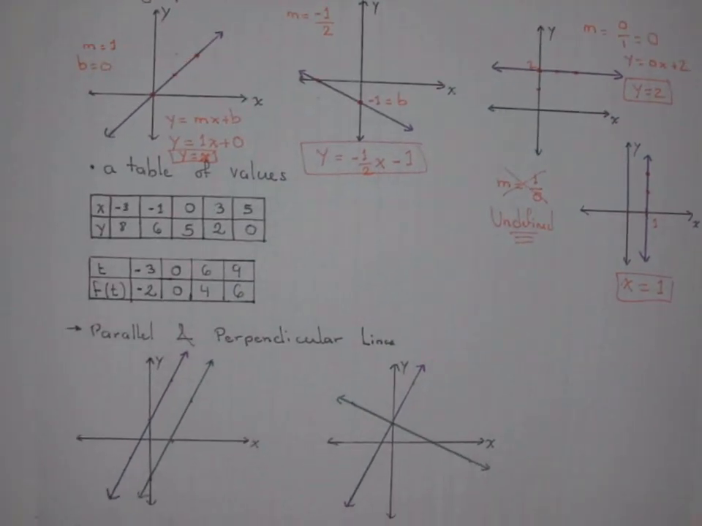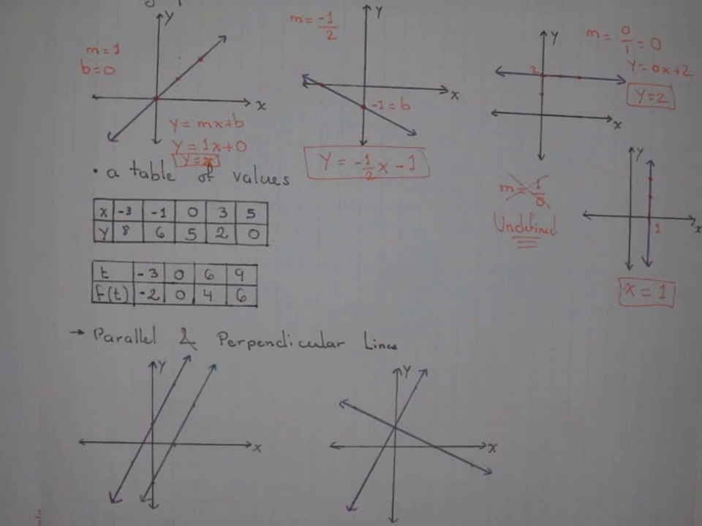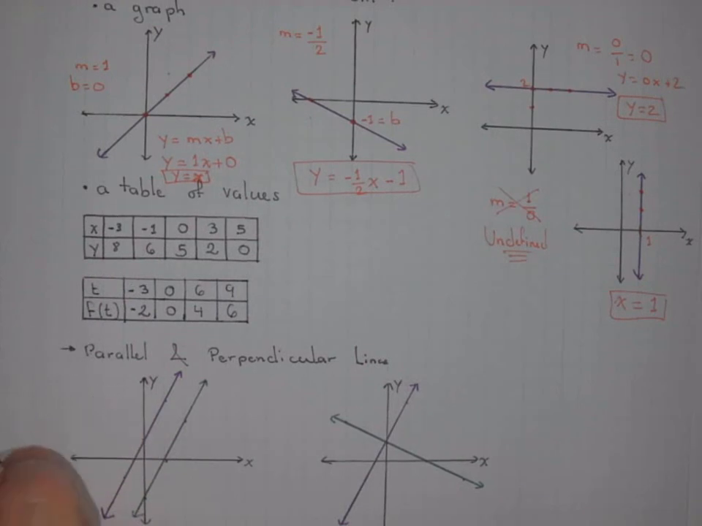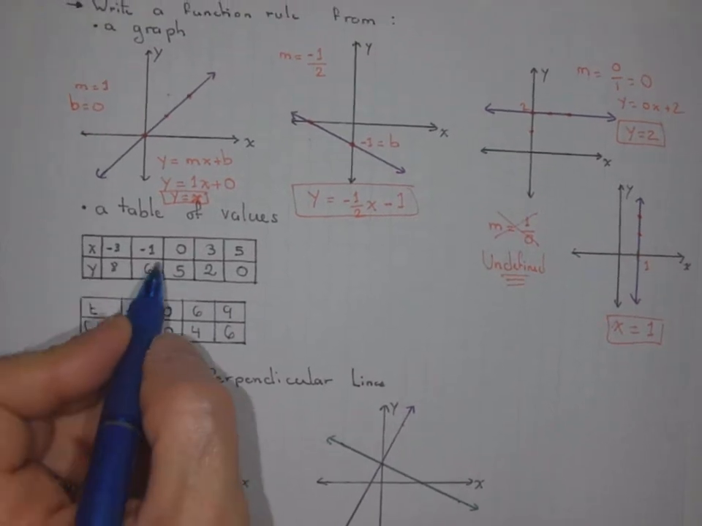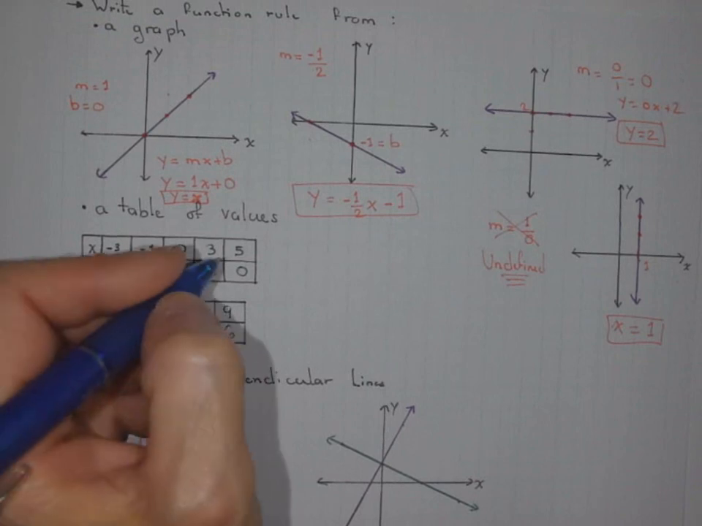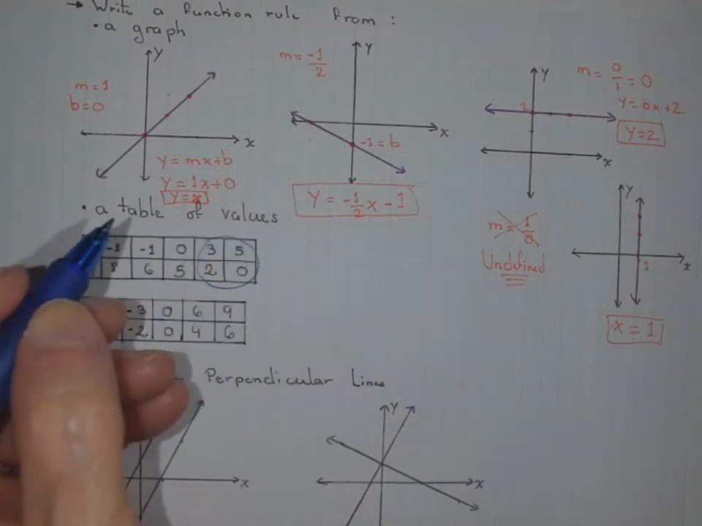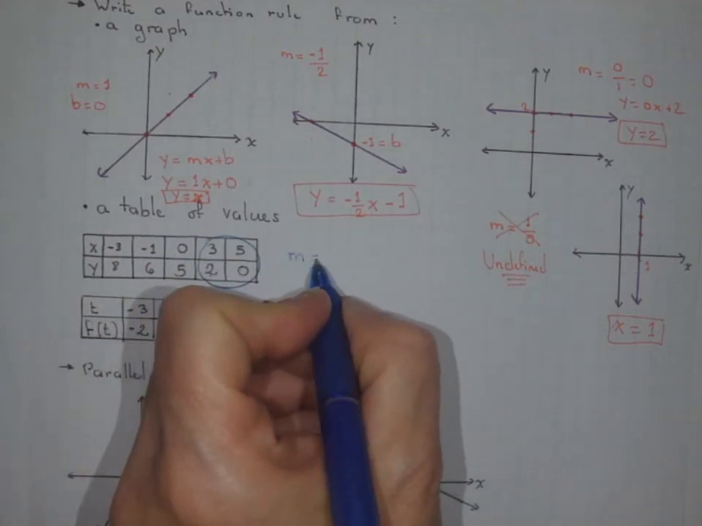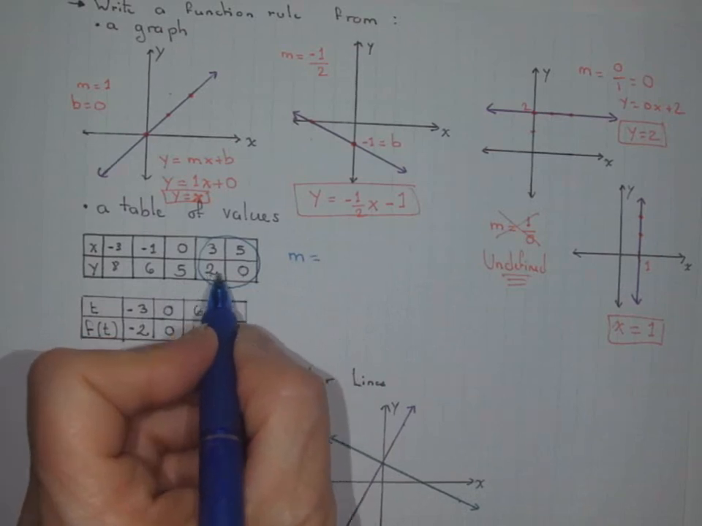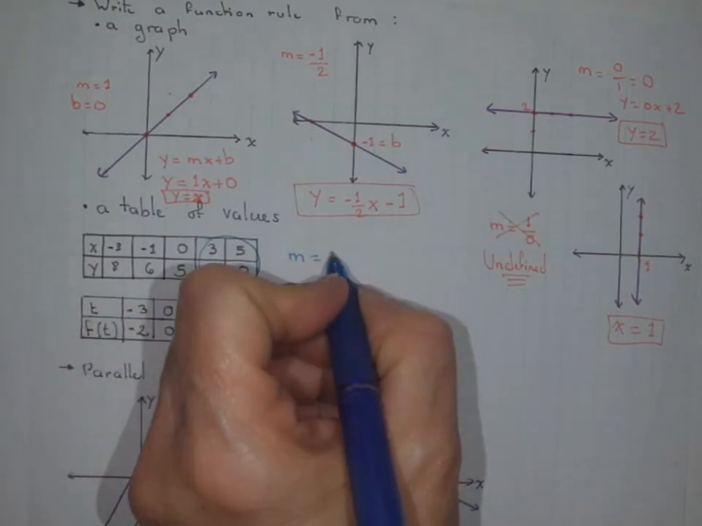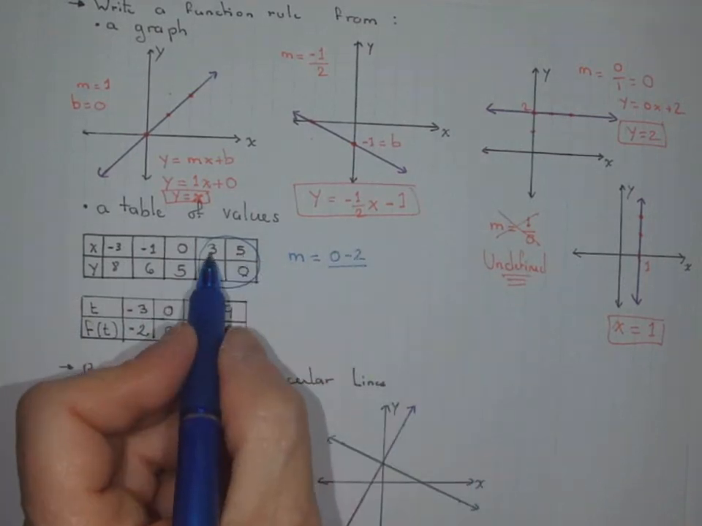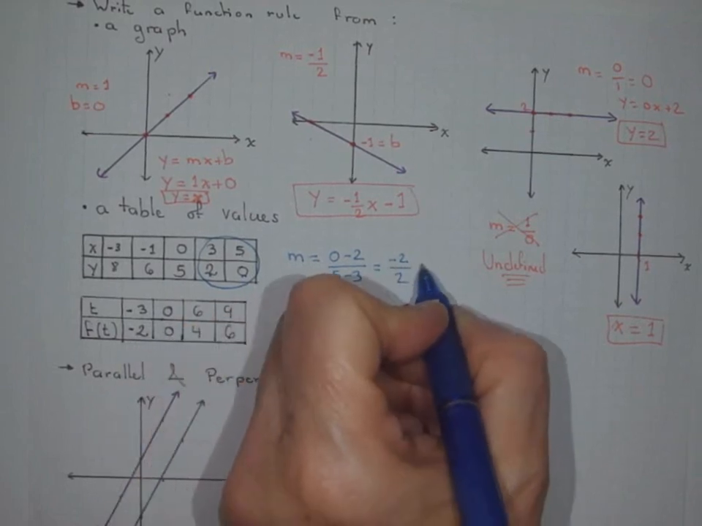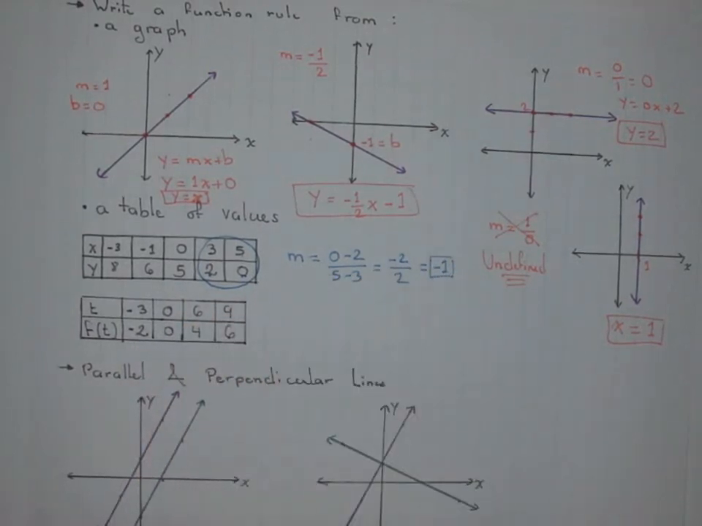Okay? From a table, how do I find the equation of a line from a table? Well, if I have a table, then I for sure can find 2 points and do a slope. So I could say, well, let's pick 2 points. Does it matter which one? No, absolutely not. So let's just pick those 2. That's going to be my x1, y1, x2, y2, and let's find the slope. So that will be y2 minus y1, 0 minus 2, over x2 minus x1, 5 minus 3. That will be negative 2 over 2, so that will be negative 1. So my slope here will be negative 1.